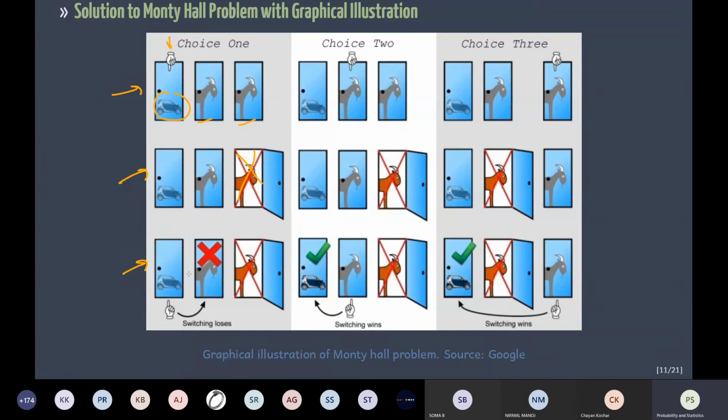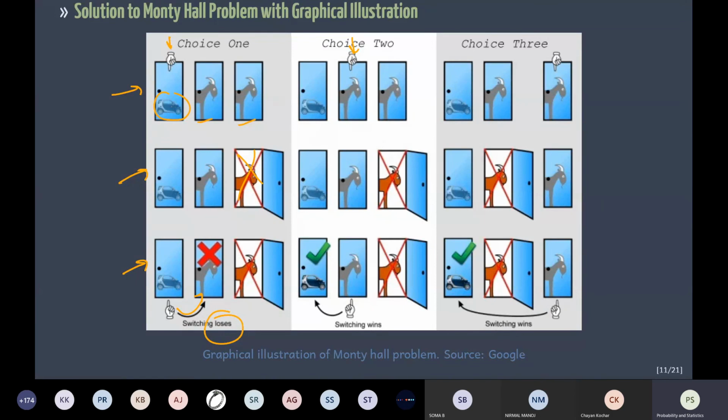Okay, so let us say I switched in the third step. The host asked me, do you want to switch? I said, yes. What happened to me? I lost because I got the goat after switching. The second scenario is that I choose the second door, okay?